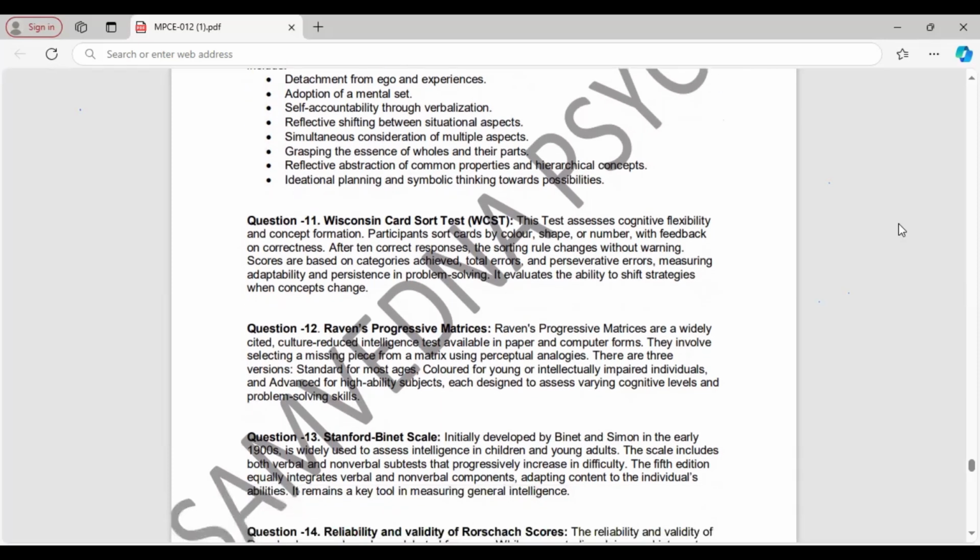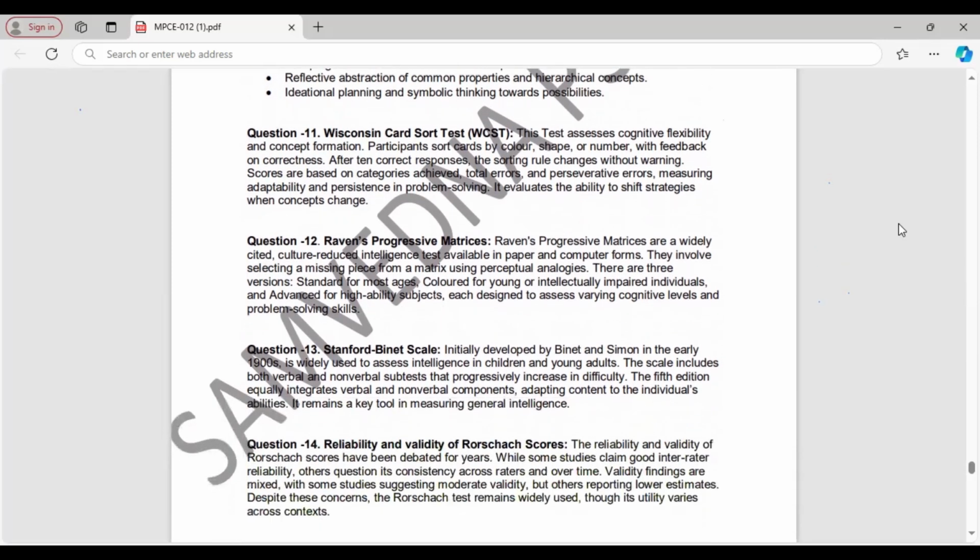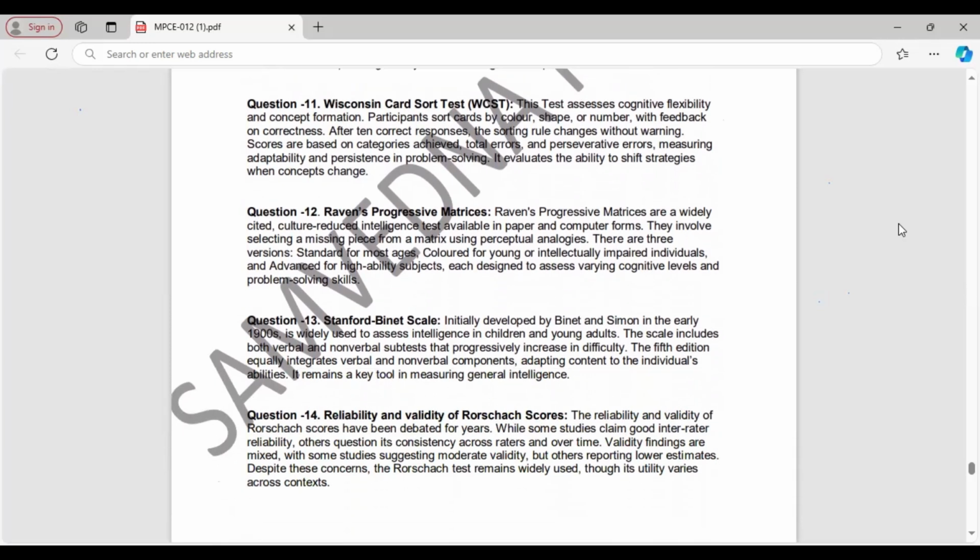Question 13, Stanford-Binet Scale. It is a widely used intelligence test for children and young adults, featuring verbal and non-verbal subtests of increasing difficulty. The fifth edition balances both components, adapting to individual ability.